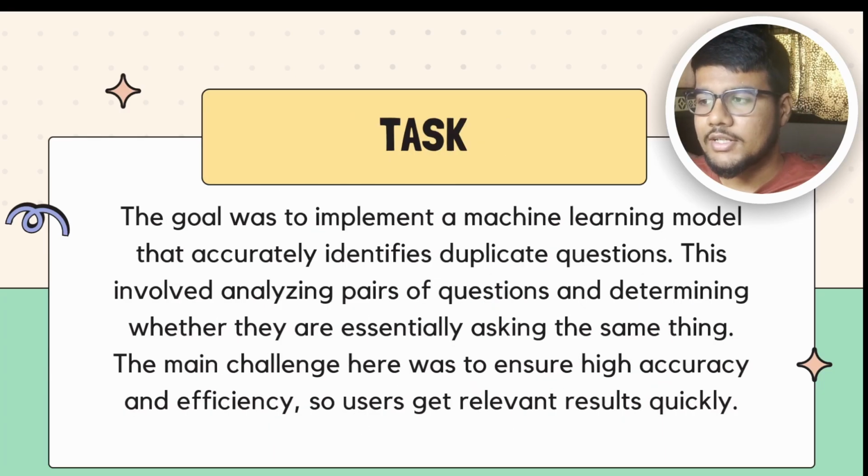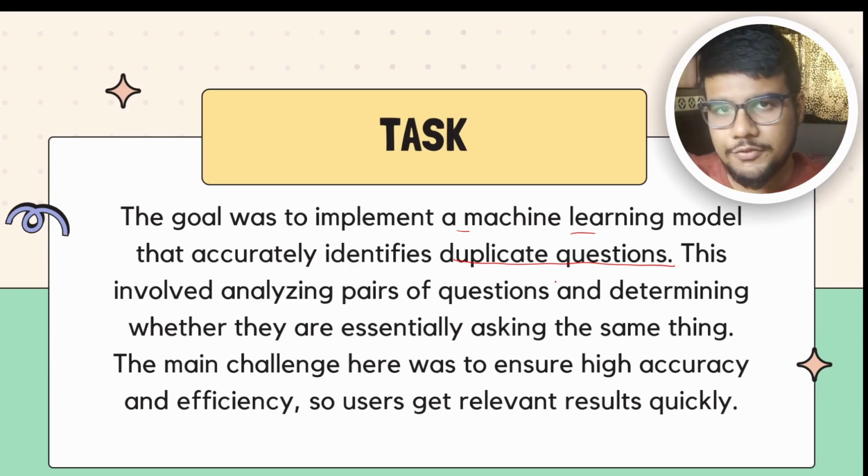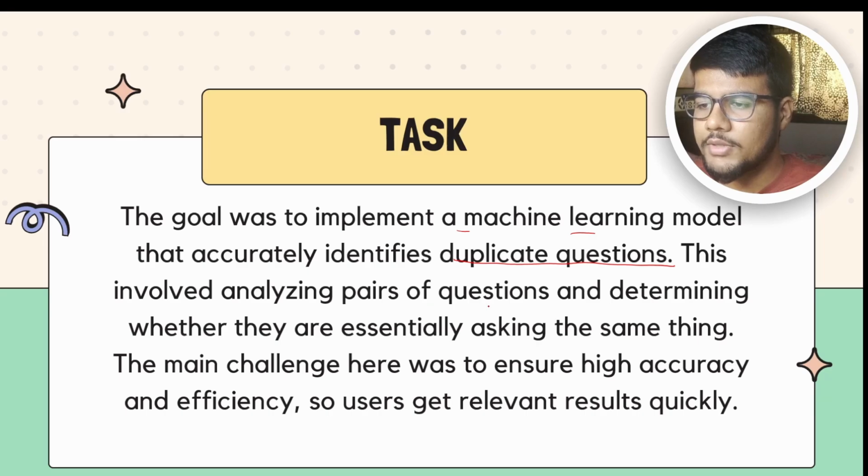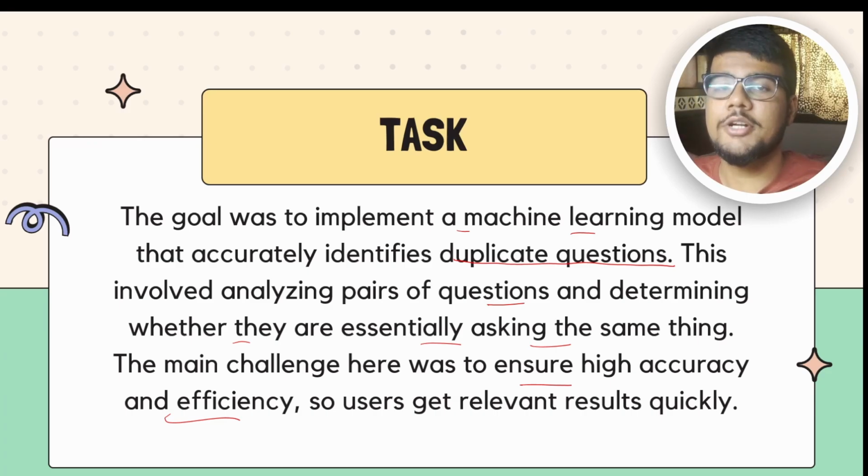Okay. Now the task. The goal was to implement a machine learning model that accurately identifies duplicate questions. So I have told that my model would be a classification model as I'm predicting duplicate questions. This involved analyzing a pair of questions, determining whether they are essentially asking the same thing, and the main challenge here was to ensure high accuracy, efficiency, and that users get relevant results quickly. So I have justified what my task was in this particular project. So the interviewer will also get a clear vision of what I have done, what actually I'm going to solve.